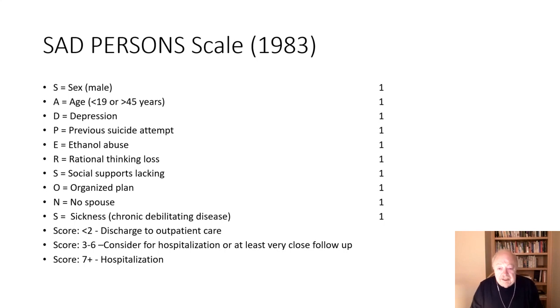Now this one's not too bad. The original SAD persons scale, and SAD persons is a mnemonic. A mnemonic is when each of the letters is a reminder for some underlying thing that you're supposed to remember. And so in this case, you can see SAD persons: S stands for sex, male, A stands for age, D for depression, P for previous suicide attempt, and so on. And each one of these is rated 1 point. So what that really means is that if a person is male, that makes them a certain amount of risk for suicide. And if they have the second S, social support's lacking, that's another risk factor equal in strength to being male.